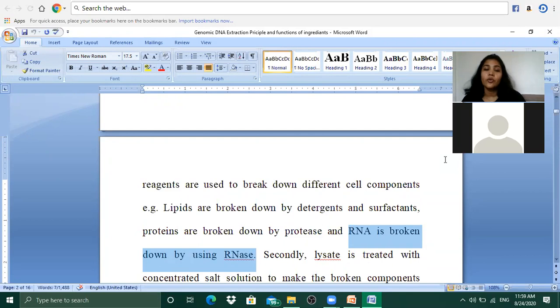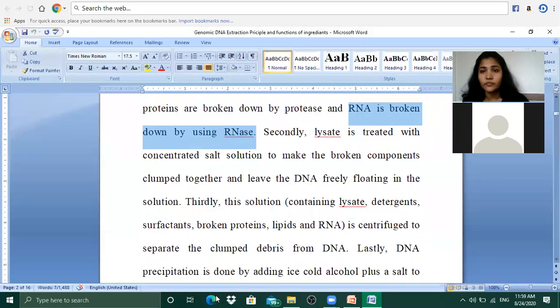Okay? So first thing that you have to make sure is that you are breaking down all the lipids, proteins, and RNAs. Then secondly, the lysate is treated with concentrated salt solution to make the broken compounds clump together and lead to DNA freely floating in the solution. Very important.